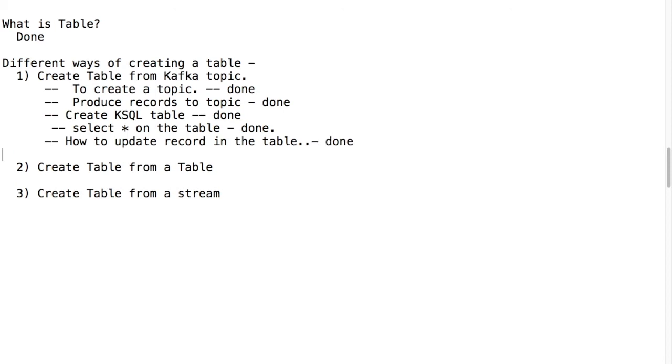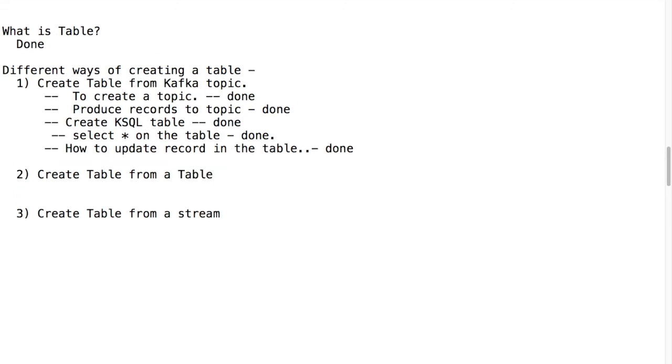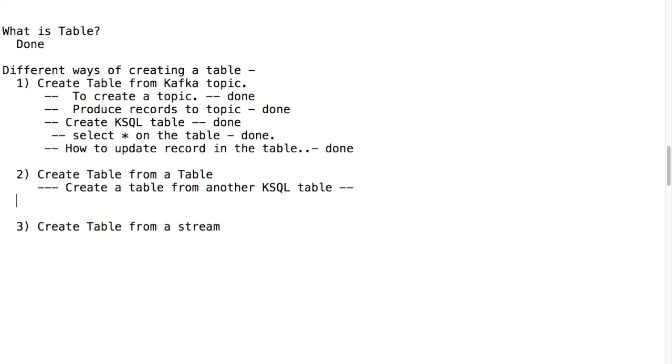Okay, so now we will move to the second part, that is how to create a KSQL table from another KSQL table. Under that we have two steps mainly. The first is create a table from another KSQL table, and second is query the new table. Okay, so that I will show you now.